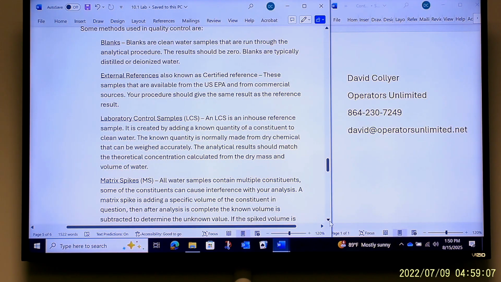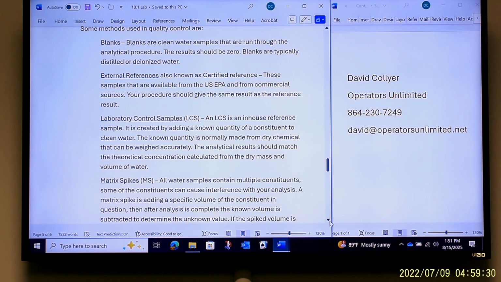External references, also known as certified references. These samples are available from the US EPA and from commercial sources. Your procedure should give the same result as the reference result.